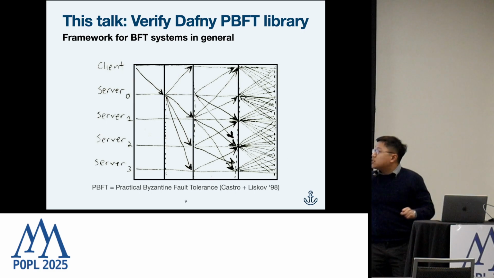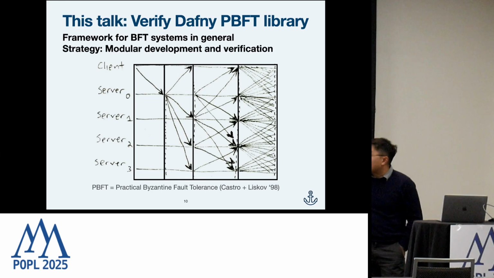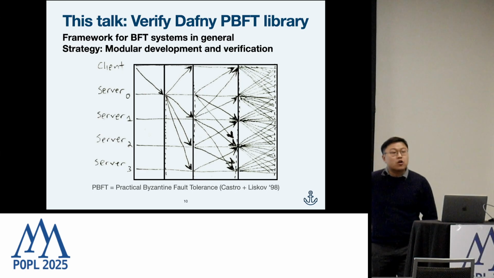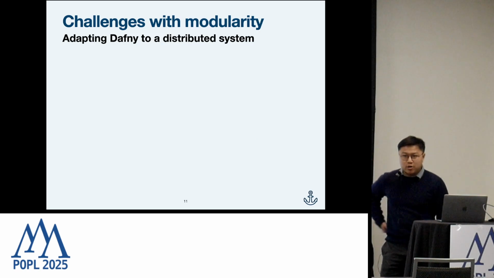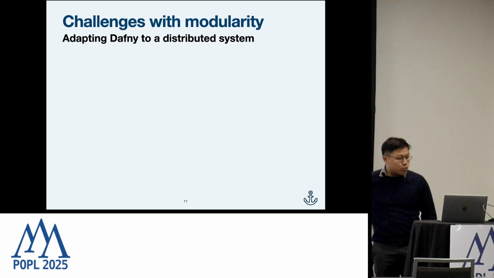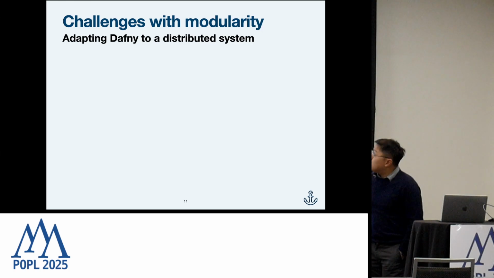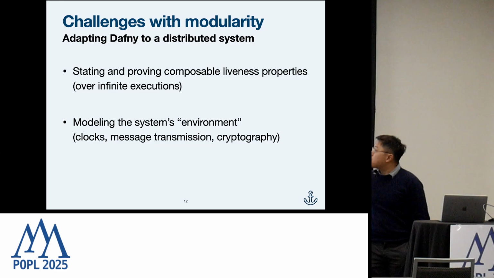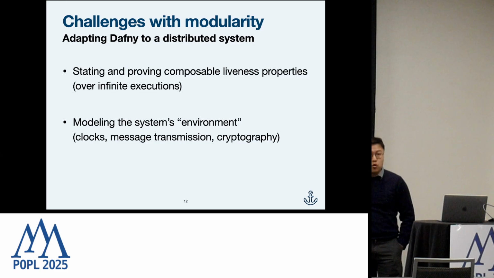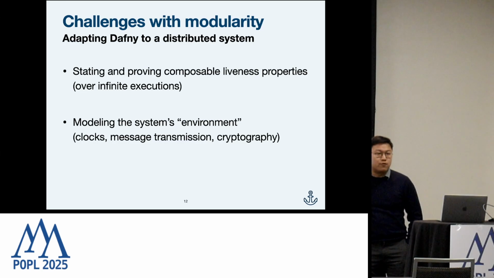One thing we can observe about these systems is that there's a lot of structure, and so it is important for our framework to support a modular development and verification strategy. Of course, Dafny is currently designed for straight line, single-threaded code, and we need to adapt Dafny to a distributed system, so we run into many challenges with modularity. The first challenge is that we need to be able to state and prove liveness properties that are composable. A liveness property is a property over an infinite execution that something will eventually happen.